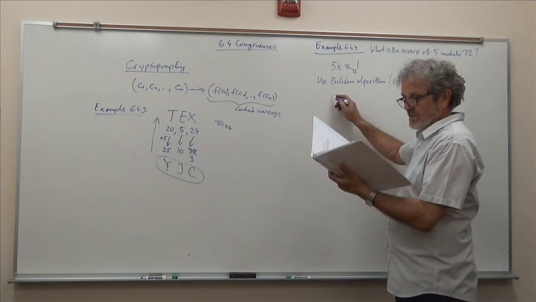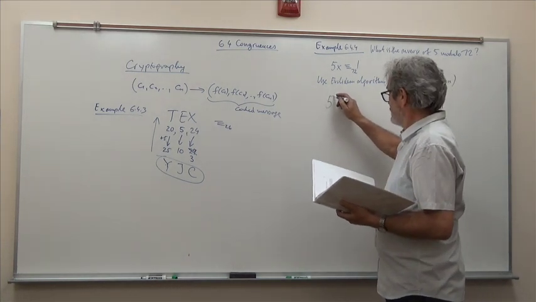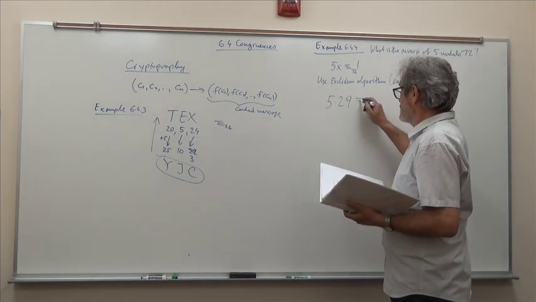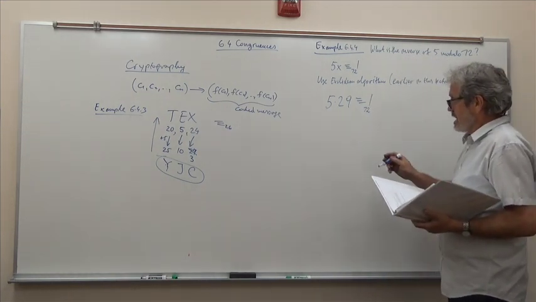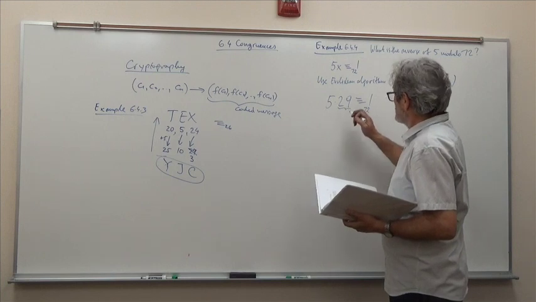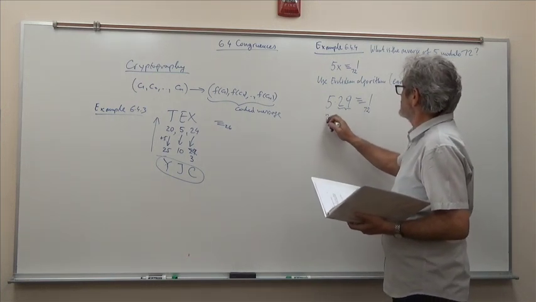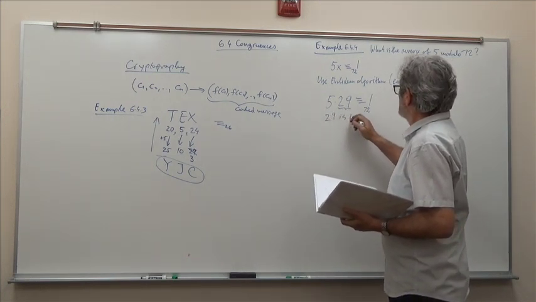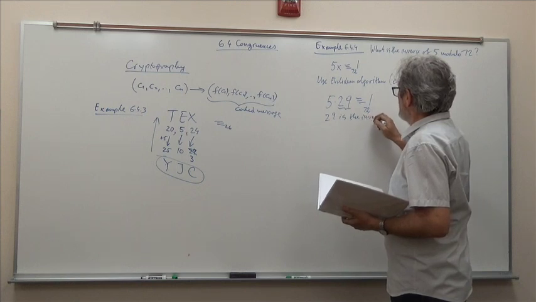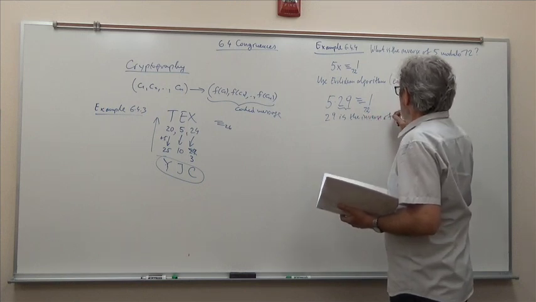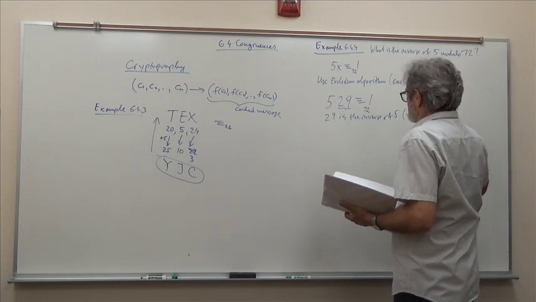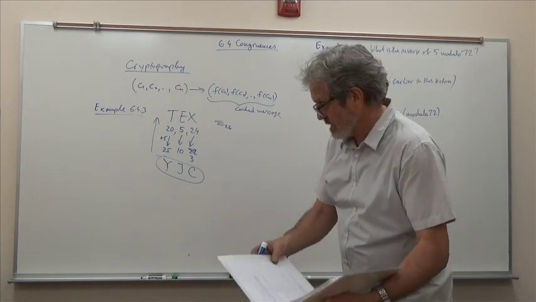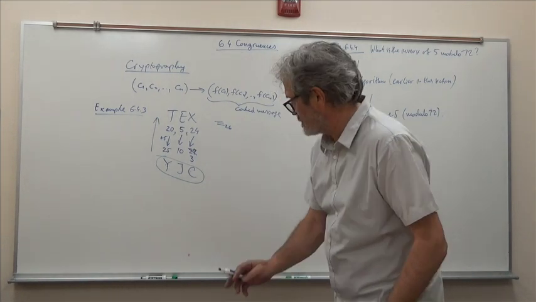And we get that 5 times 29 is congruent with 1 modulo 72, and then 29 is the inverse. 29 is the inverse of 5 modulo 72. All right, then what do we do?